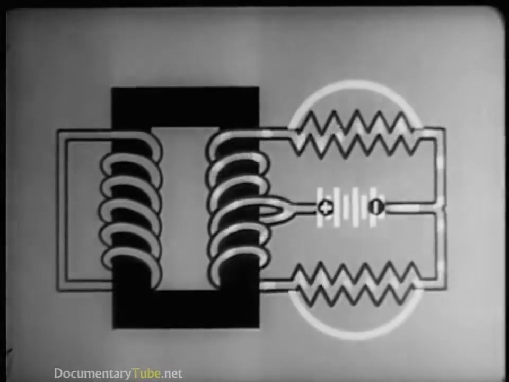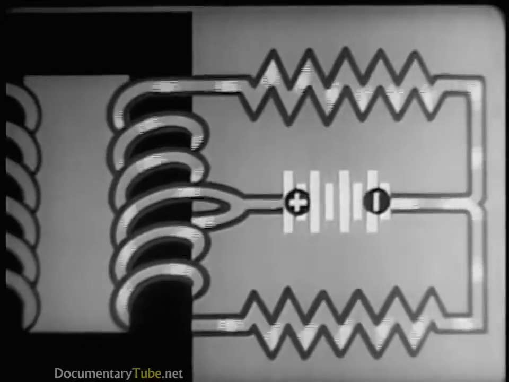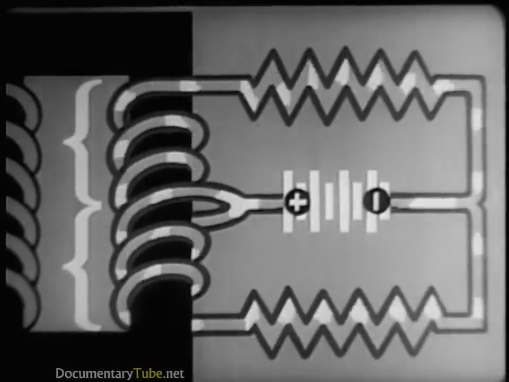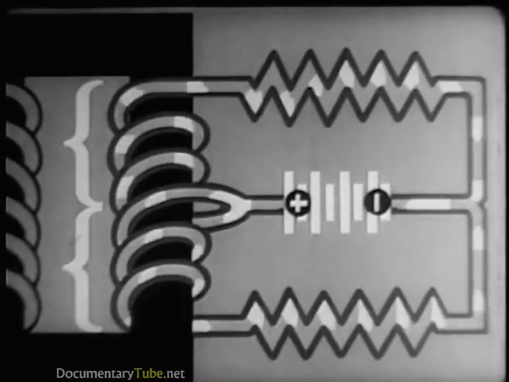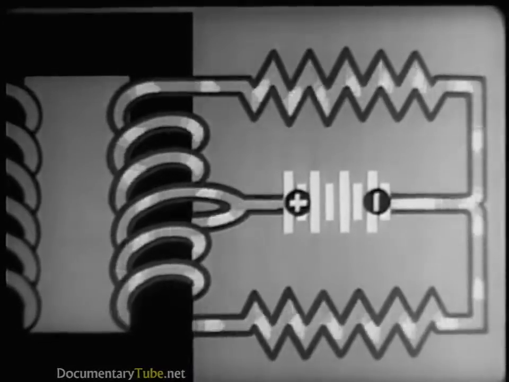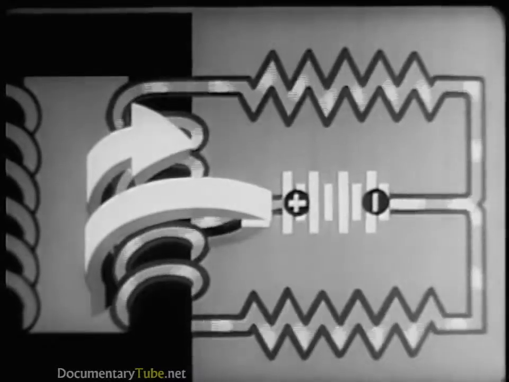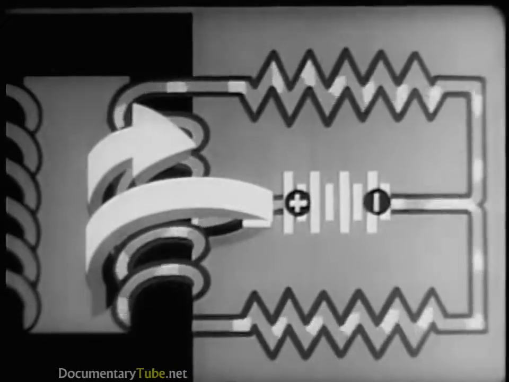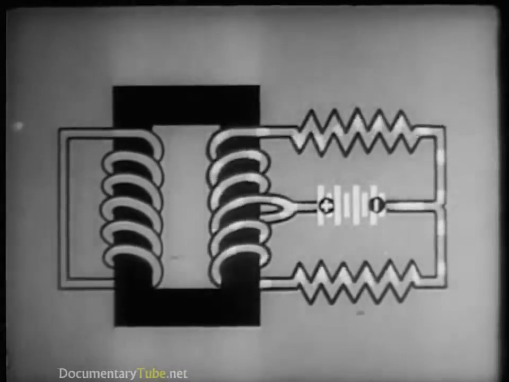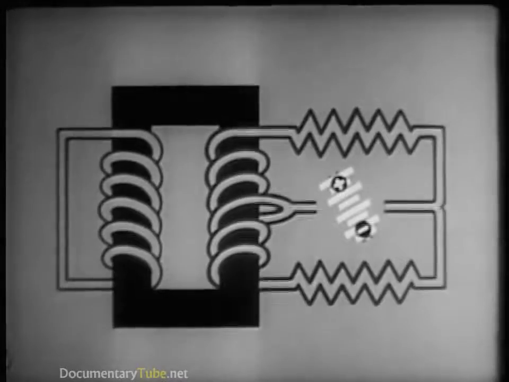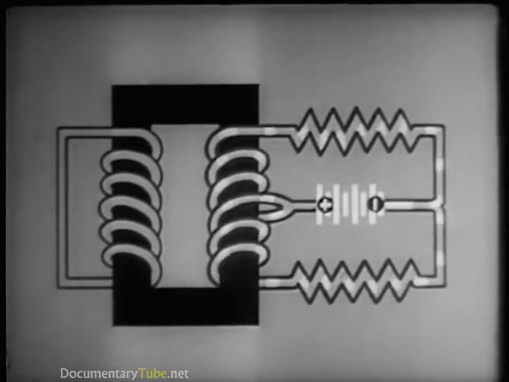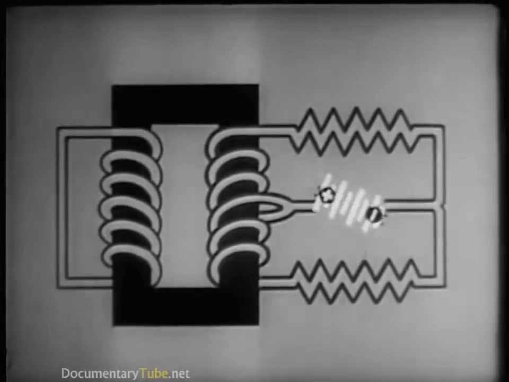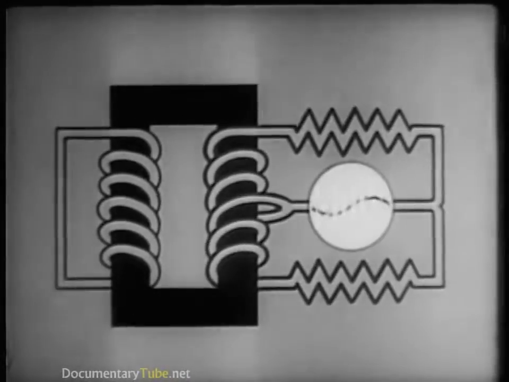Because the resistances are equal, the current divides equally between the 2 halves of the winding. There are now 2 equal currents flowing through the winding in opposite directions. Their magnetizing effects cancel each other, so no flux is produced in the core. Consequently, no current is induced in the second winding, even when the current in the first winding is changing. The same principle applies to alternating current.